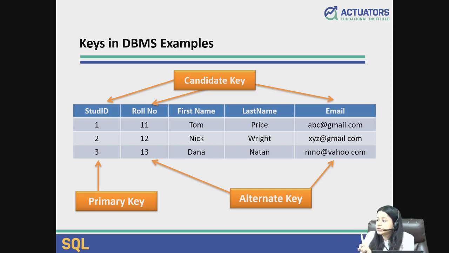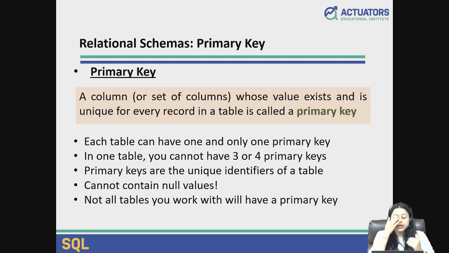Now one table can have only one primary key, not more than that. So I have decided to go with student ID. But the other two columns will be taken as alternate keys, because I haven't selected them, they were all candidate keys. So they make your alternate key.